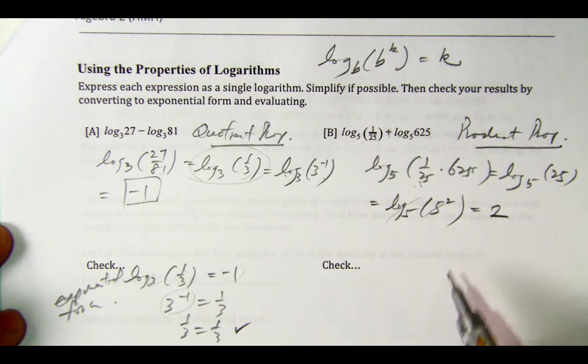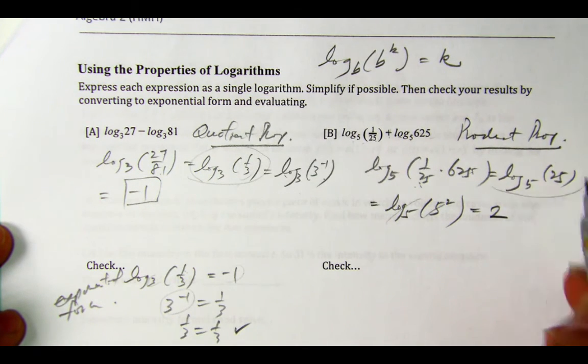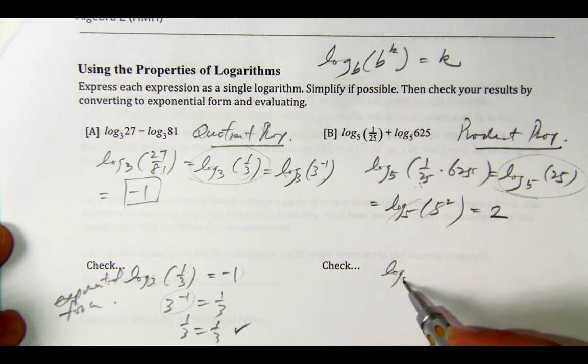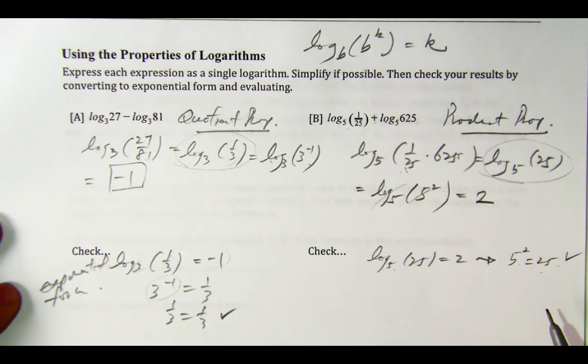How do I check this? Well, I believe the way the book did it is that we start from this process. Log base 5 of 25, is that 2? Well, you could convert that into exponential form, which is 5 squared is 25. Is this true? It is, and we check them off.